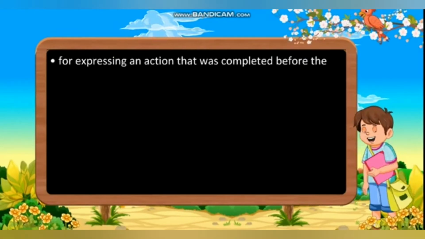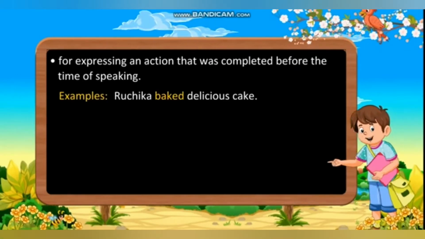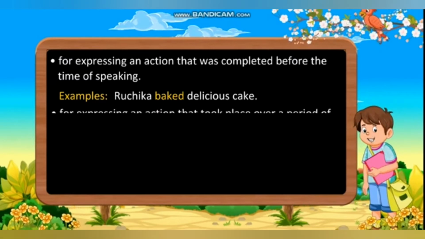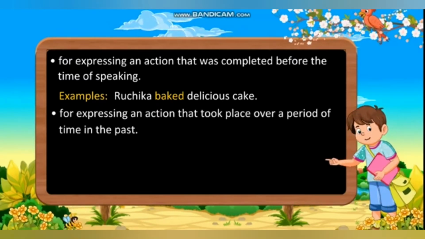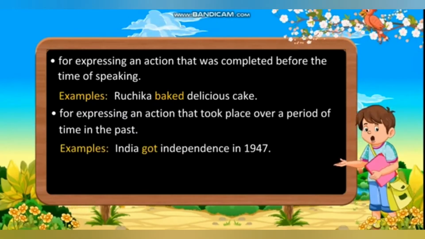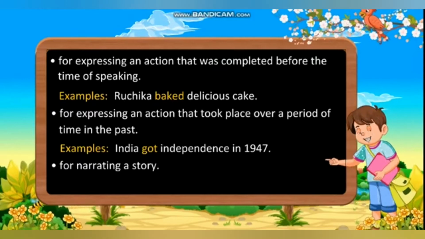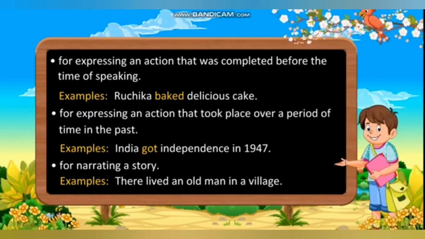For expressing an action that was completed before the time of speaking. Example, Ruchika baked a delicious cake. For expressing an action that took place over a period of time in the past. Example, India got independence in 1947. For narrating a story, there lived an old man in a village.